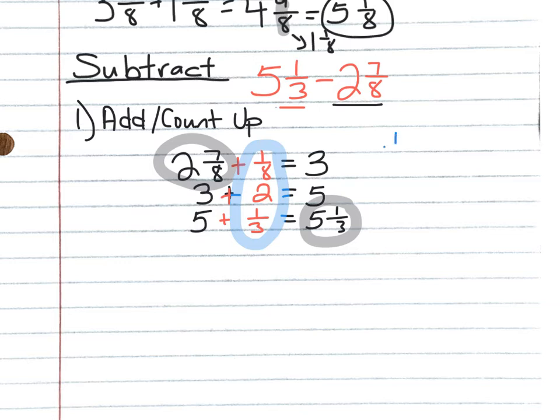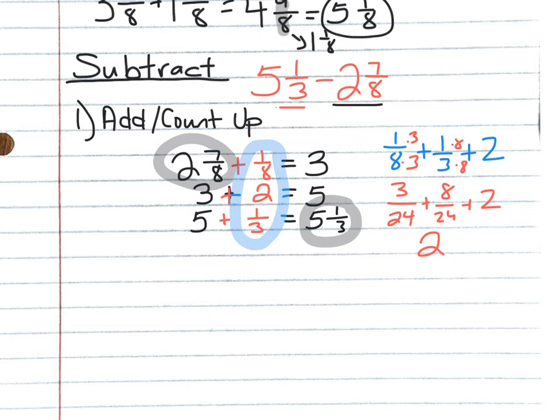So I have 1/8 plus 1/3 plus 2. Now, just like before, when we were adding fractions or mixed numbers, we need to find a common denominator. So for 8 and 3, it would be 24. So I'm going to multiply and make this into 3 24ths plus 8 24ths plus our 2 wholes still, which we don't have to change. 8 plus 3 gives us 11 24ths plus 2. So our difference is then 2 and 11 24ths. And this would be our final answer.